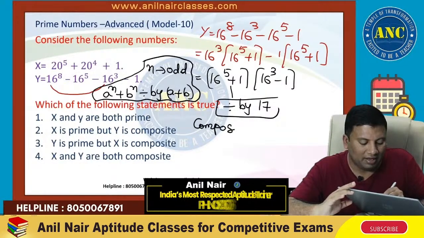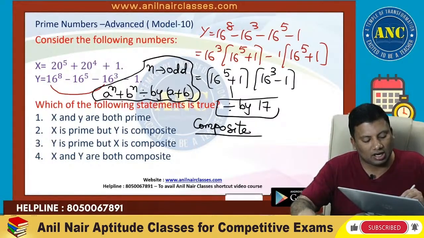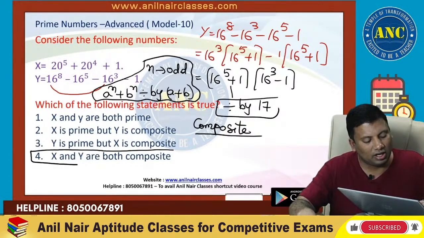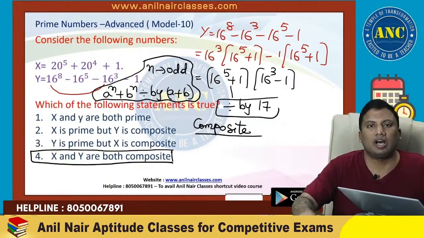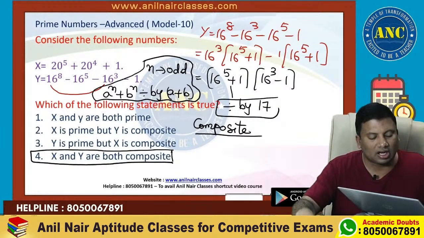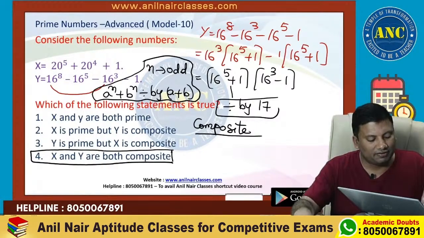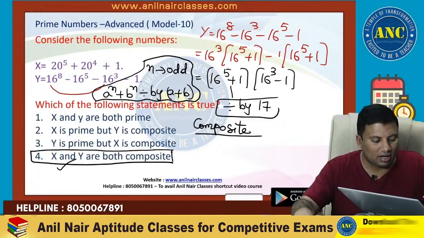Very, very good problem, sir. Very good problems. Answer is composite. So x and y both are composite. I hope the idea is clear. Answer is both are composite. Clear, right? Idea?